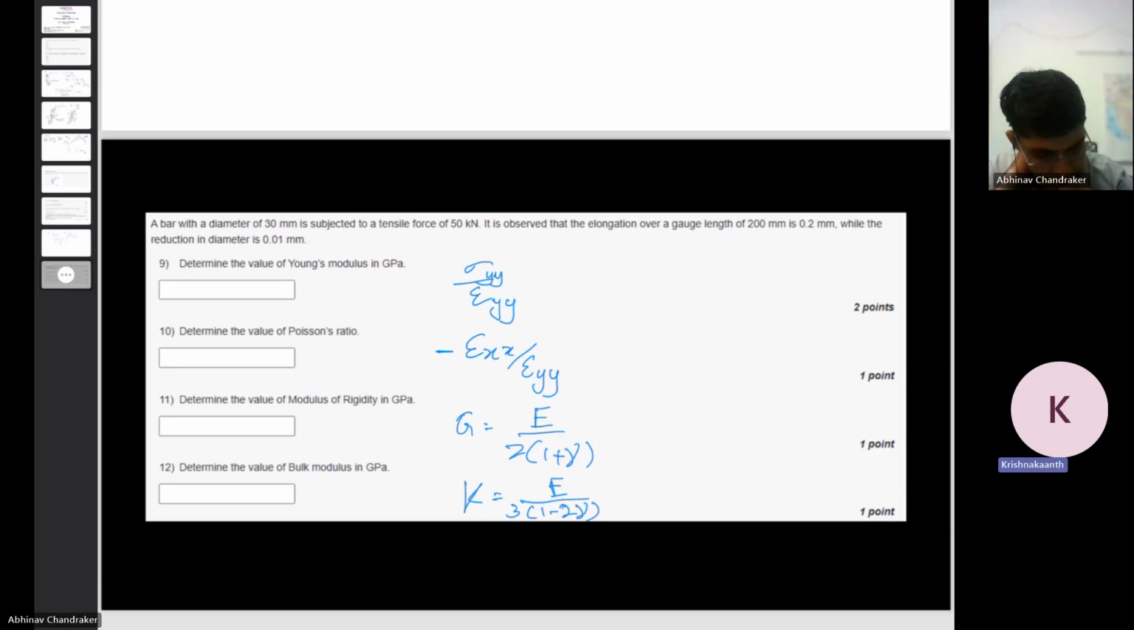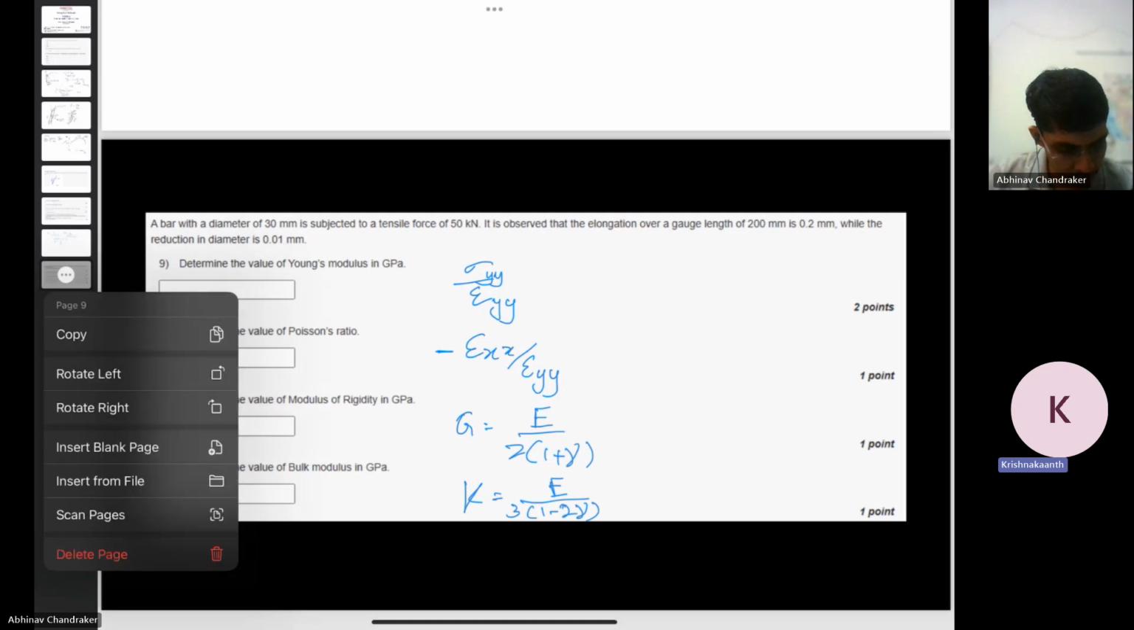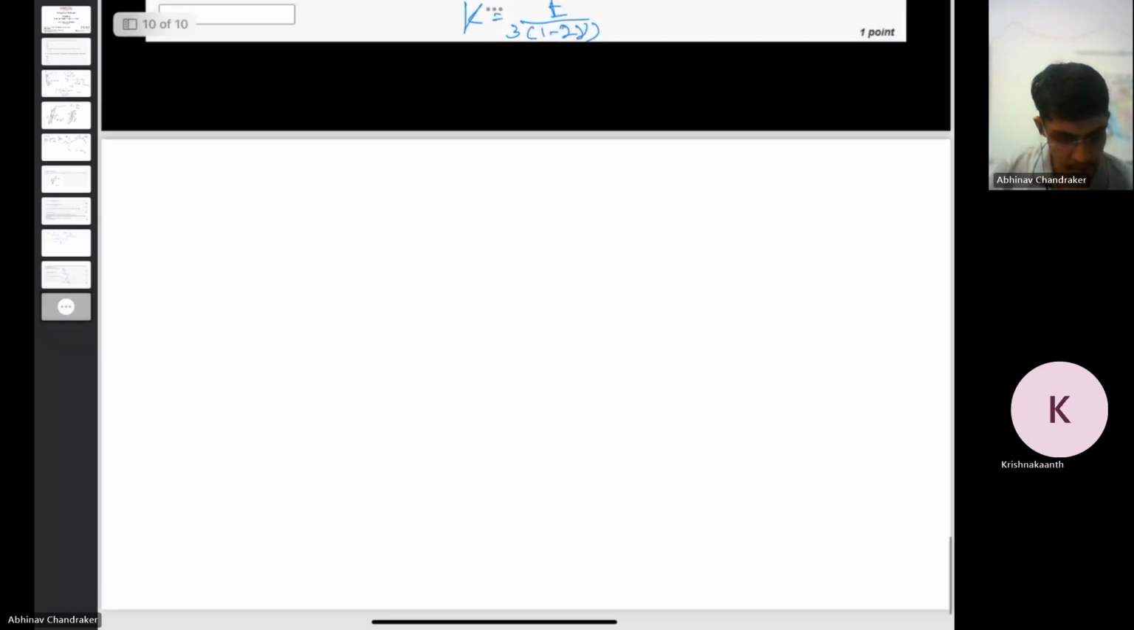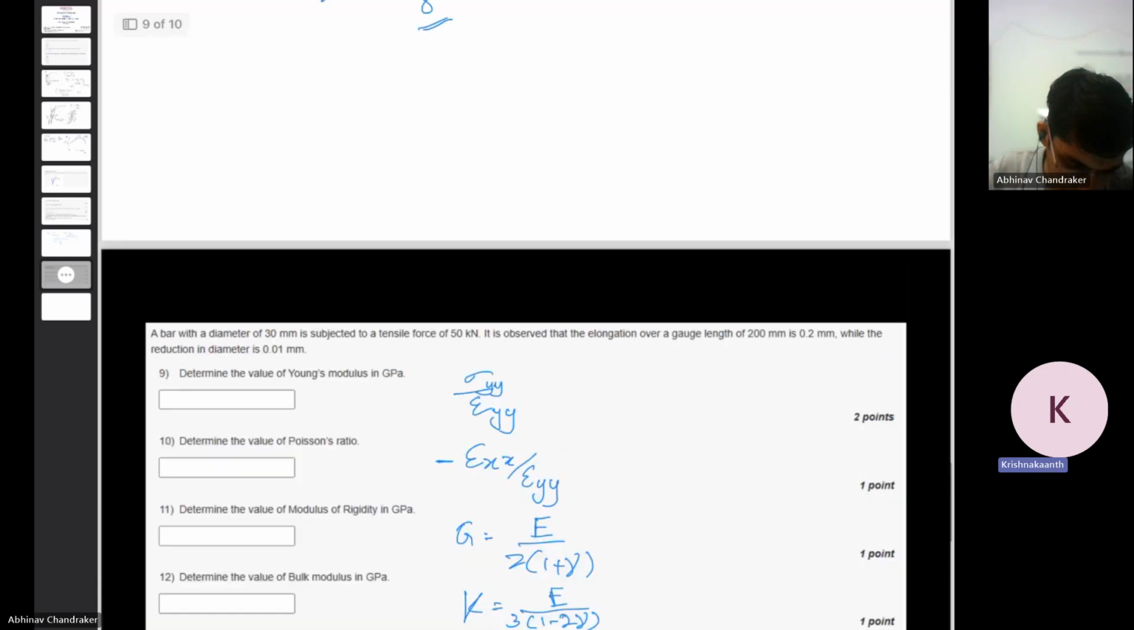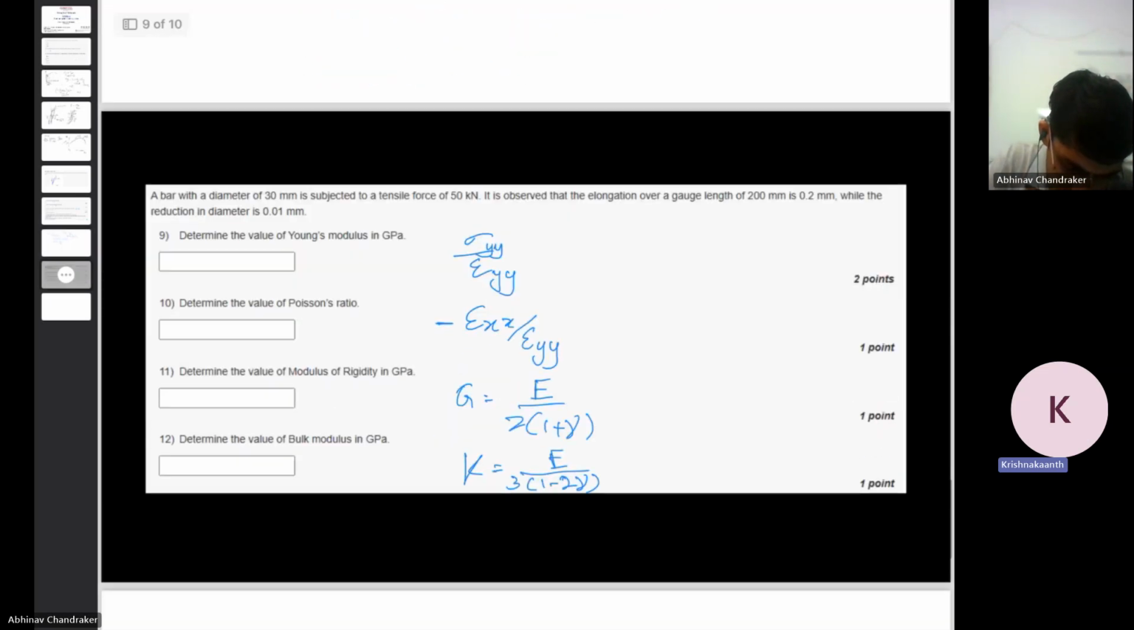E equals 70.77 GPa. Nu is 0.33. This is 70.77 GPa.